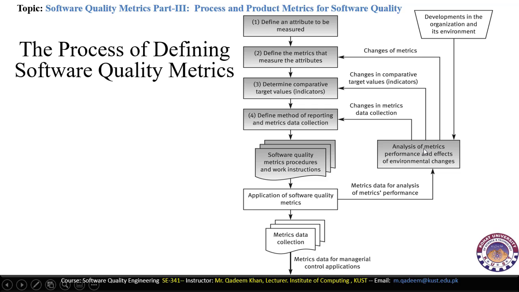And also in this step, development in the organization and its environment. In fact, we will get data from all the development teams in the organization and its environments. For example, the environment may include the hardware and software environment or other resources which are used for software development. So we will take that information here and update these three steps, and we will again conduct the software quality metrics procedure and work instruction.